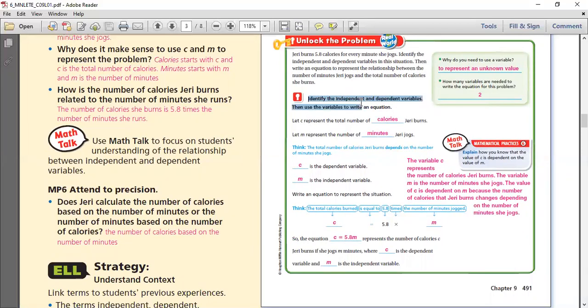So here again, identify the independent and dependent variables. Let C represent the total number of calories Jerry burns, and let M represent the number of minutes Jerry jogs. So which is the dependent variable? Of course, C, that is calories, are dependent on the minutes which Jerry is jogging. So how do you write this? C equals 5.8 multiplied by M. So the equation C equals 5.8 M represents the number of calories C Jerry burns if she jogs M minutes, where C is the dependent variable and M is the independent variable.